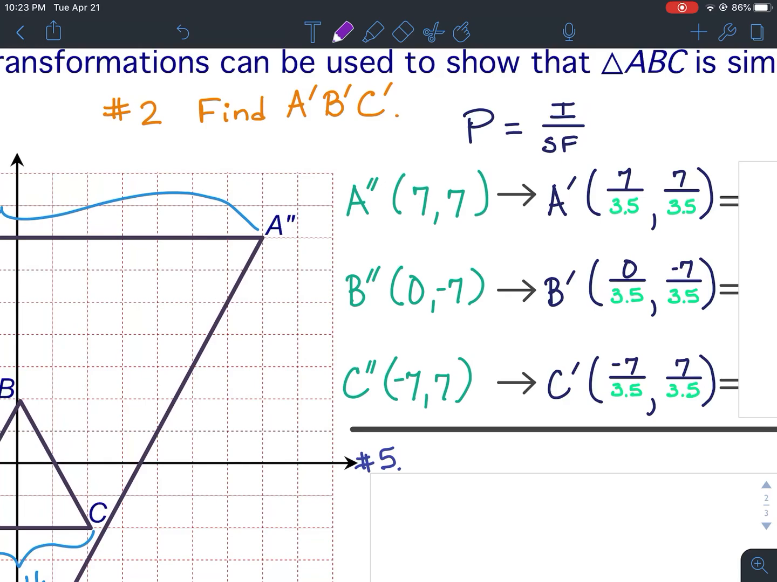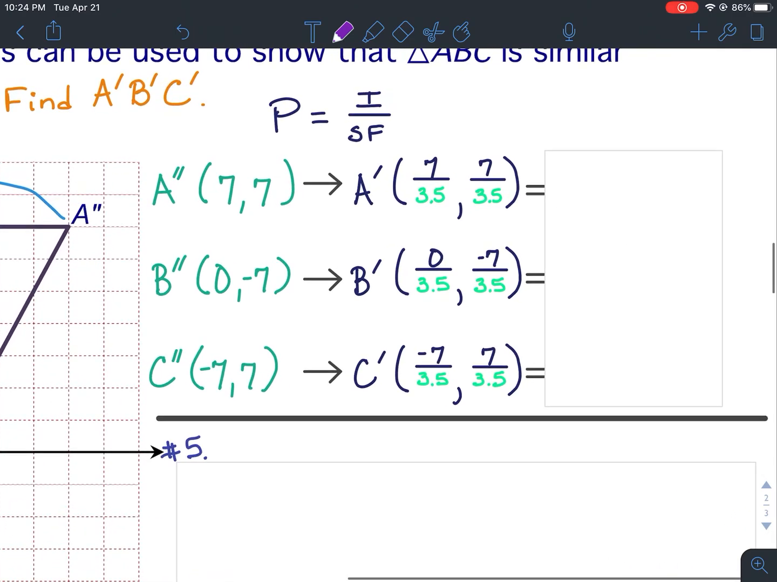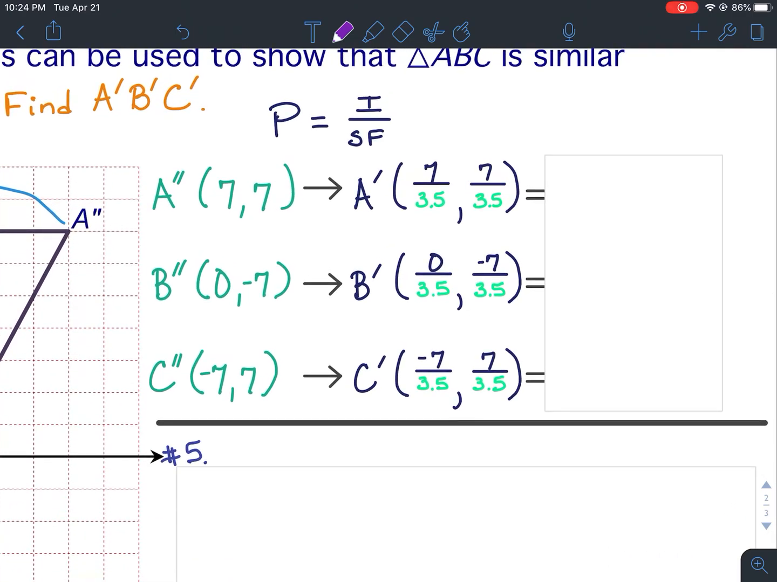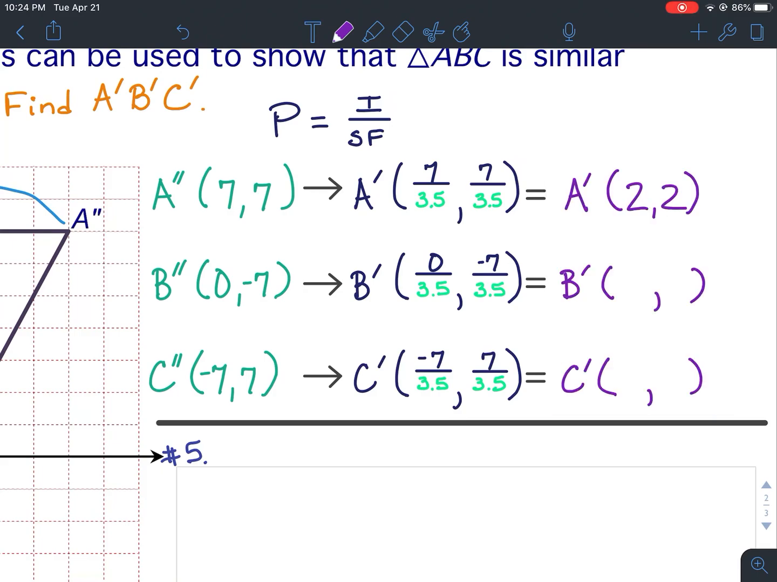Go ahead, pause your video, and get all of that written down. Remember, everything that's on here needs to be written down on your paper. All right. So when we take each of these and divide it, I'm going to help you with A prime. So 7 divided by 3.5 is 2. 7 divided by 3.5 is 2. So A prime is at 2, 2. Pause your video, find B prime and C prime.